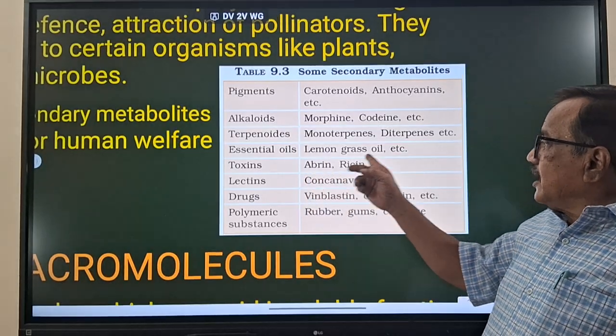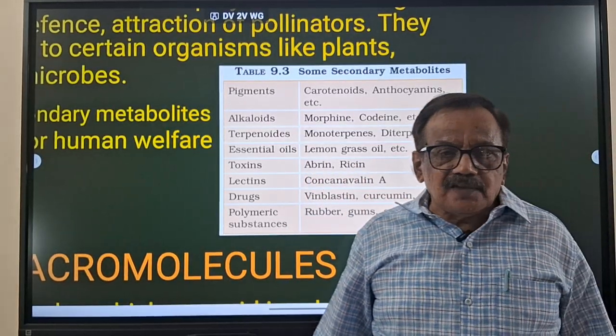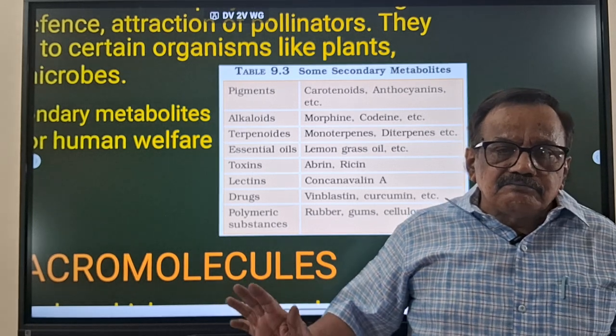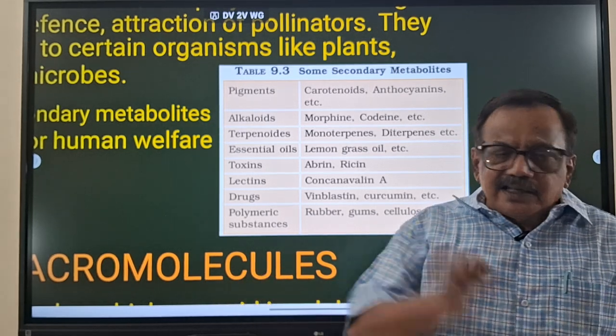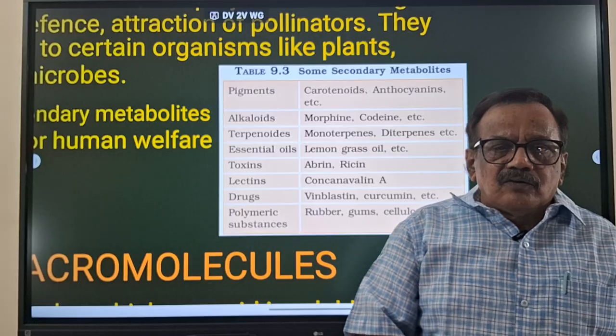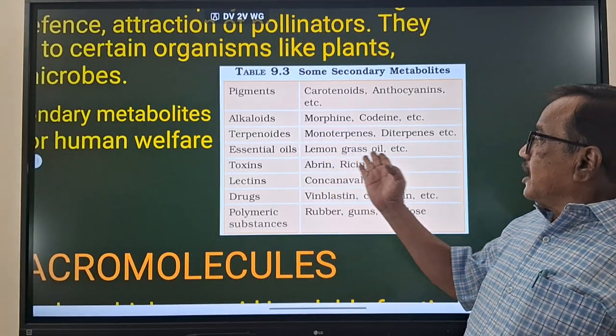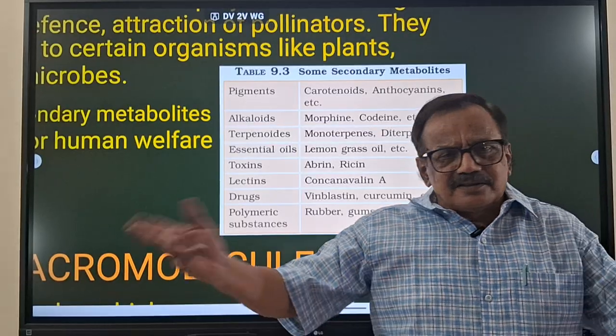Example, there is lemongrass oil. Essential oil, remember it, it is not an oil or lipid. It is a highly concentrated, thick, volatile substance, present in lemongrass oil, eucalyptus oil, and some other things will come in that.